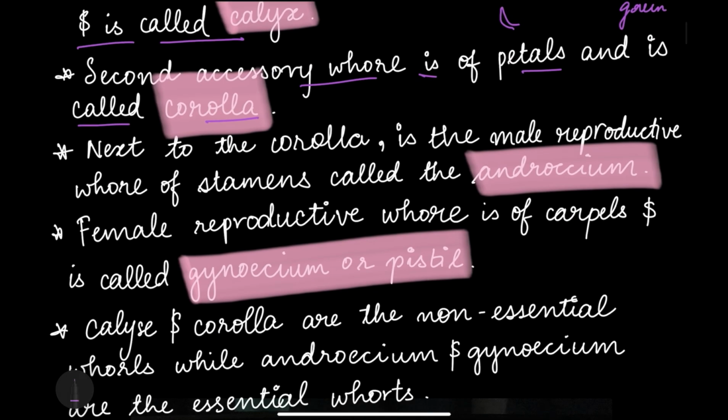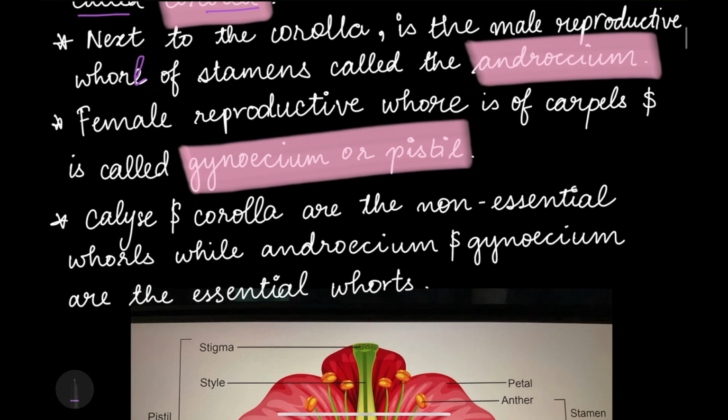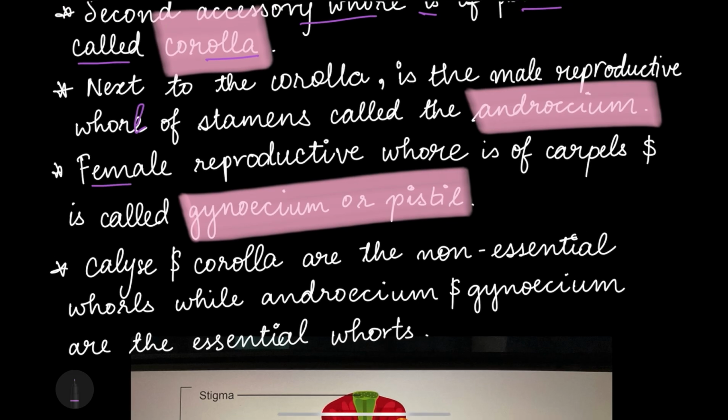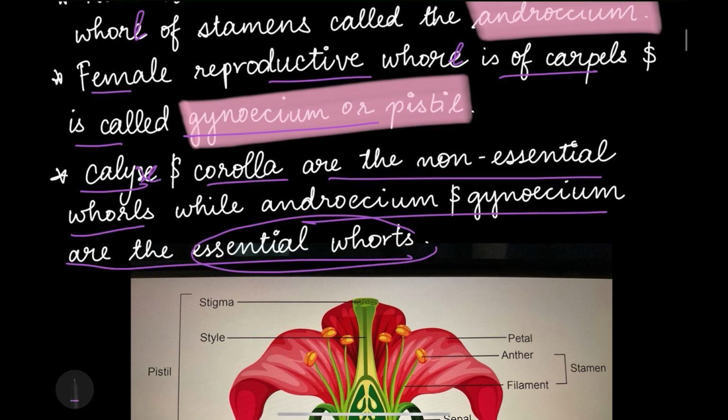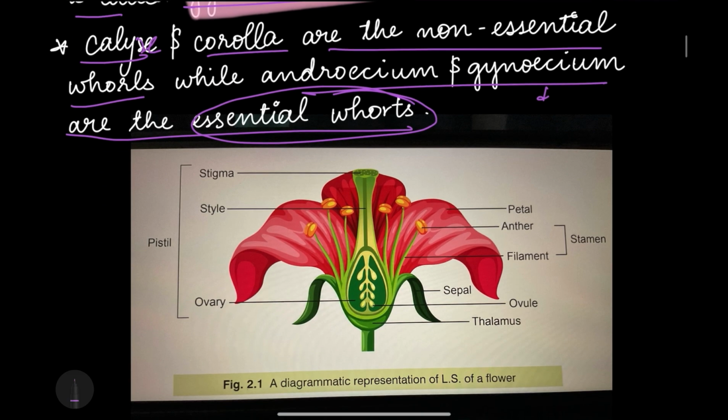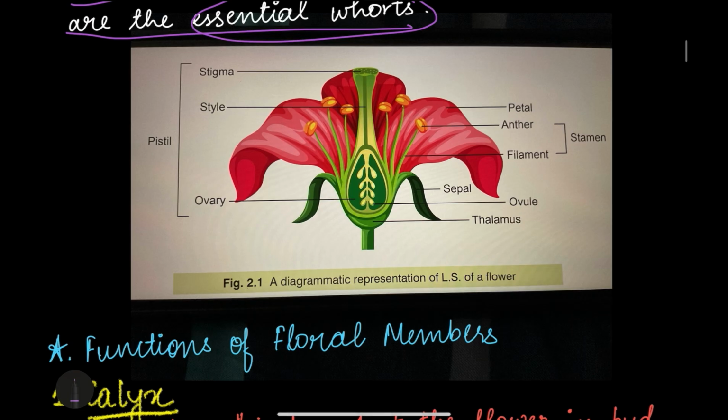Next to the corolla is the male reproductive whorl of stamen, called the androecium, and next to it is the female reproductive whorl of carpel, called the gynoecium or pistil. Calyx and corolla are the non-essential whorls, while androecium and gynoecium are the essential whorls because they are included in sexual reproduction. Now I'll show you with the help of a diagram.